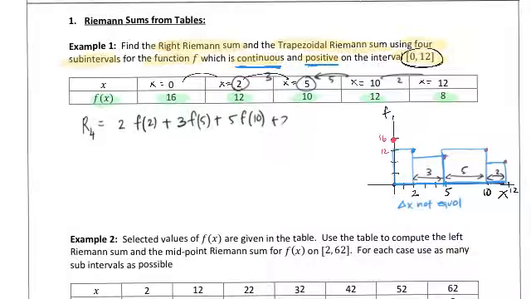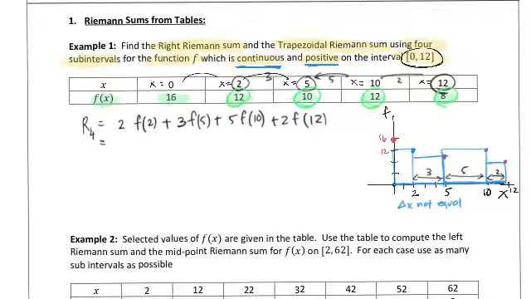This is 2 times f of 12, because I'm going to the right end of each rectangle. So the y values that I've used are f of 2, f of 5, f of 10, and f of 12. In a right Riemann sum, the leftmost y value, which is in this case f of 0, doesn't come into play. So this is my setup.